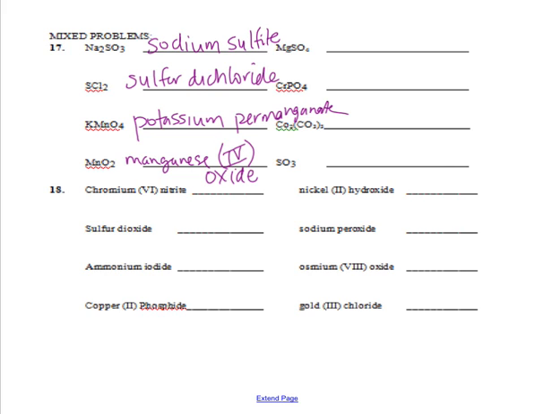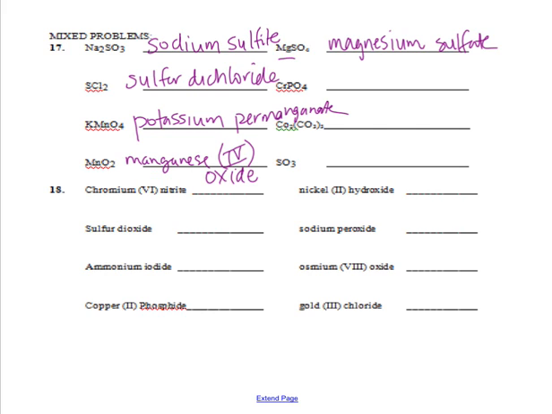All right, top of the next column, MgSO4, ionic or covalent? Ionic. Does magnesium have more than one charge? No. What's it called? Magnesium. Did I say manganese? Sorry, guys. It's magnesium. Magnesium sulfate.